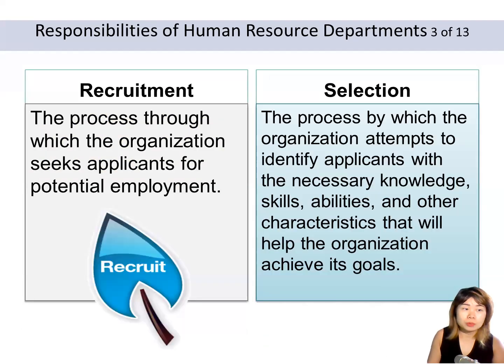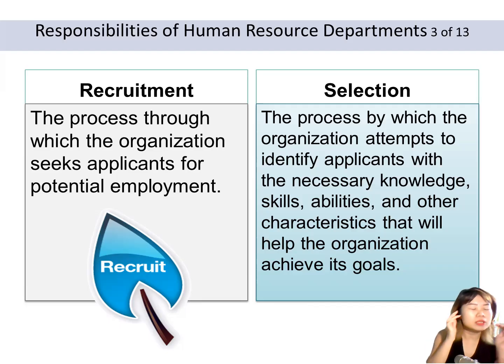Next, we have recruiting. So now you already know what kind of people you need, because you analyzed and designed. Next, you go and get these people. Recruiting is where you go and find the right and the best people for the job for your organization. Then once you have a pool of candidate applicants, you select, you pick the best. You pick the one that best fits your company.